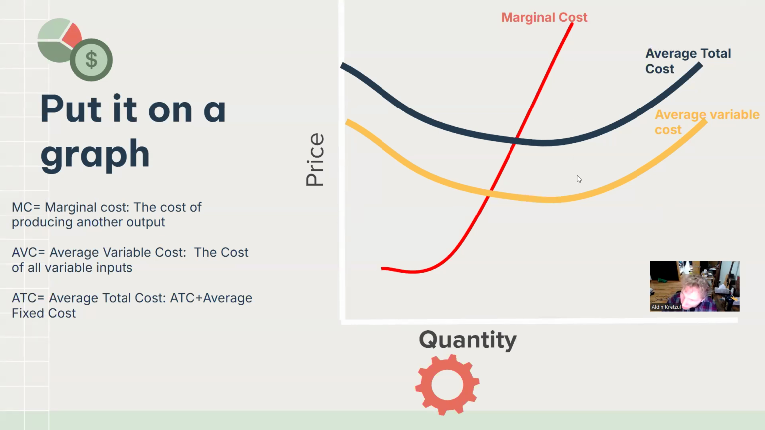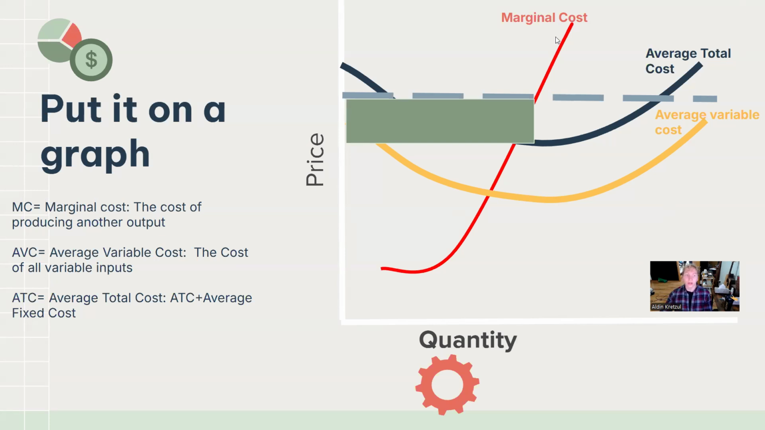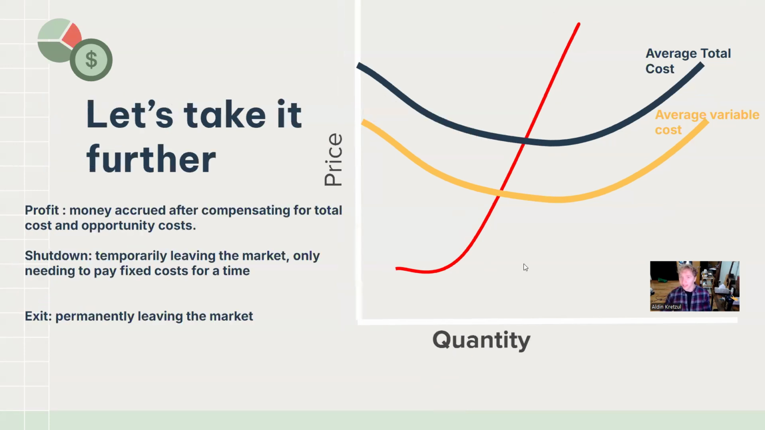All right. So how do I know how much money I'm making and when? Well, we can simply take where our marginal cost intersects with our average total cost. Everything here, that's profit. That's money. Let's go. All right, well, let's look at the opposite. Profit, as we just described, is the money accrued after compensating for total cost and opportunity cost. So including the opportunity cost, it's actually very easy for me to lose money on a company.